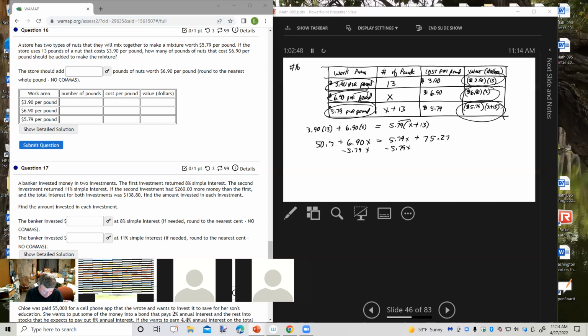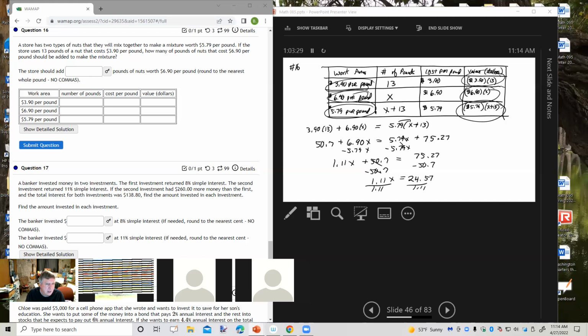Let's see. 6.90 minus 5.79 is 1.11x plus 50.7 equals 75.27. We'll subtract 50.7 from both sides. 1.11x equals, let's see, 75.27 minus 50.7, 24.57. Divide both sides by 1.11.